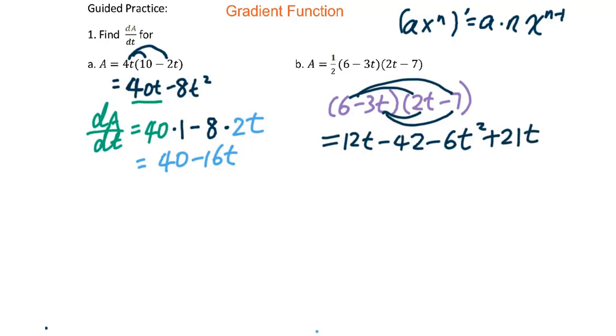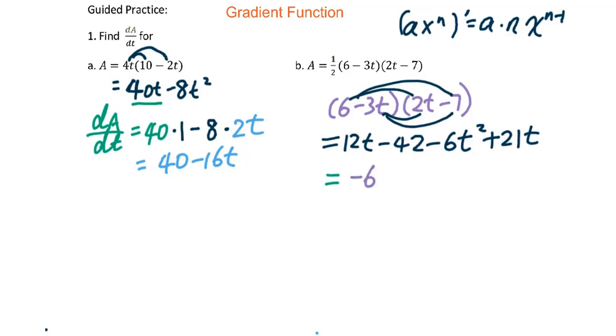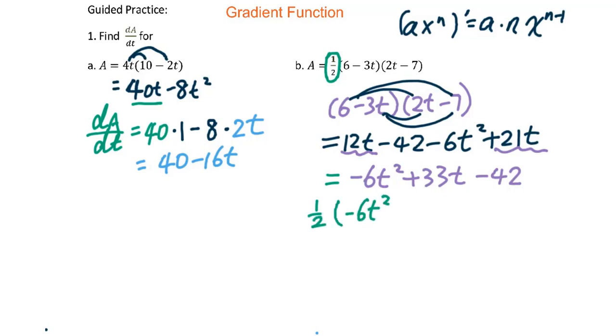So we combine like terms to simplify. You will get negative 6t squared. These two are like terms, so add: 33t minus 42. Then we do this 1/2. For this one, we do 1/2 times negative 6t squared plus 33t minus 42. Then we do the distributive property. So normally when you see something like that, we do the FOIL first, then do the distributive property.